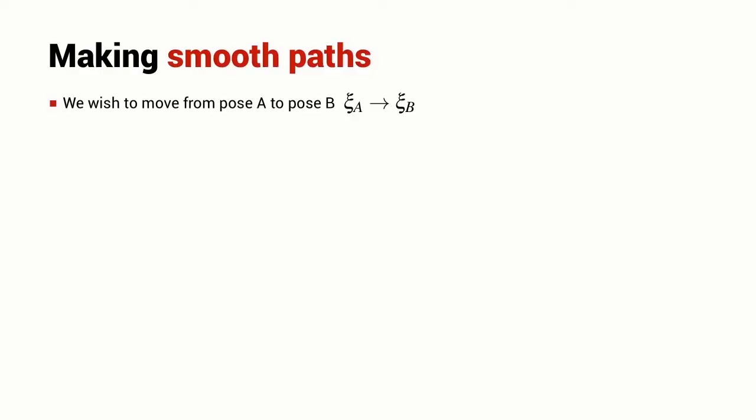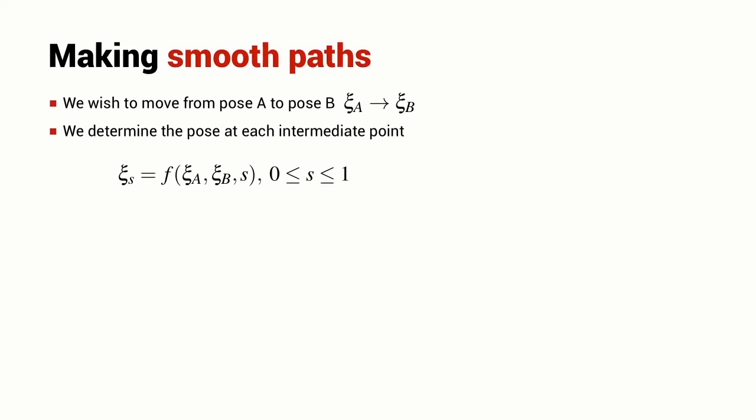Let's restate the problem. We want to move the end effector pose smoothly from pose A to pose B. What we're going to do now is to determine the pose of the end effector at each intermediate point. So we have an interpolation function. Its arguments are the initial pose, the final pose, and a scalar variable s, which varies smoothly from 0 to 1. The result of this function is the intermediate pose of the robot's end effector.